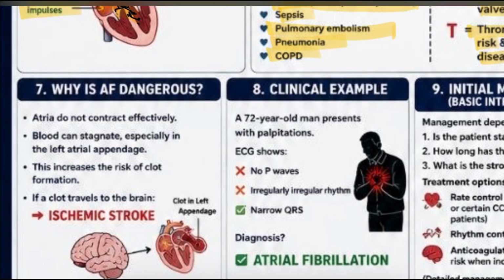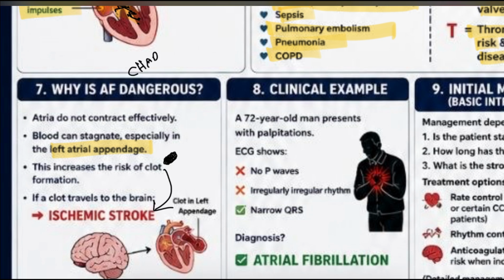Why is atrial fibrillation dangerous? Because you can see here, the atria don't contract effectively, so the blood can stagnate, especially in the left atrial appendages. This increases the risk of clot formation. Whenever a clot is formed, if it travels to the brain, then we call that an ischemic stroke. So this is why anticoagulation is important in many patients with atrial fibrillation.